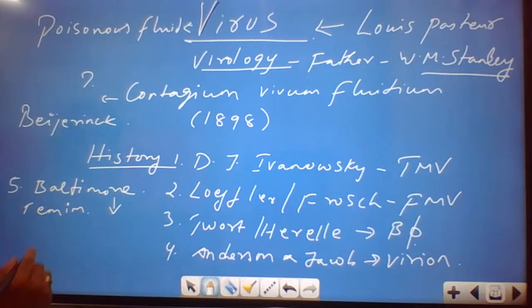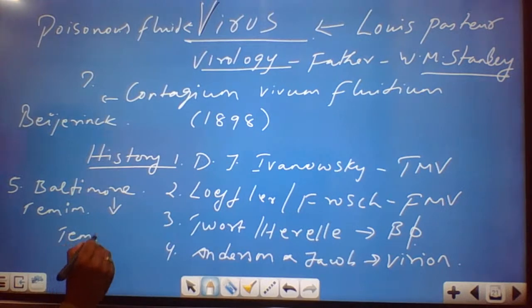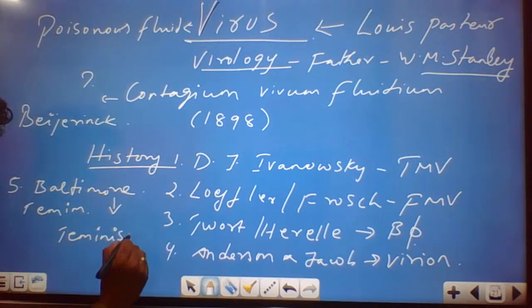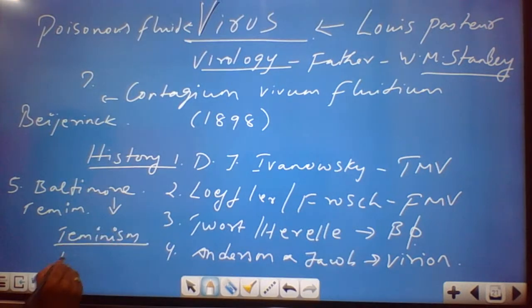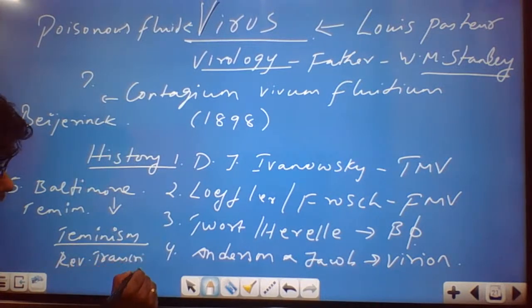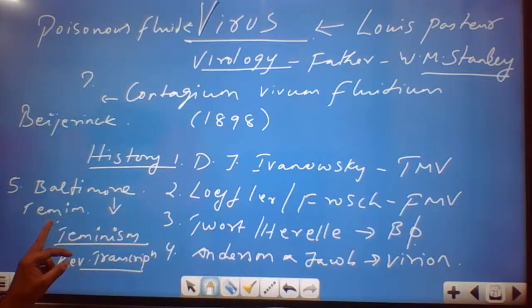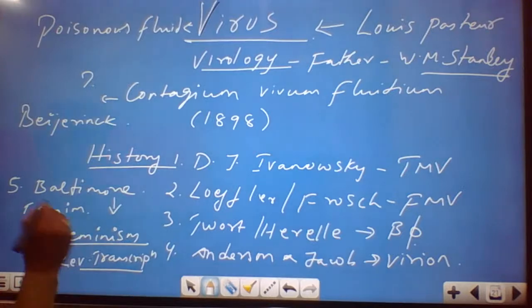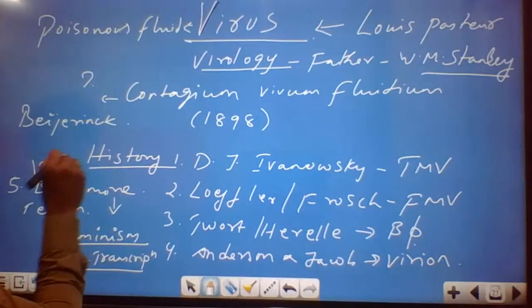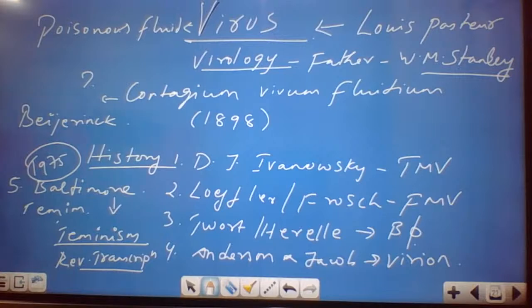Teminism, where they first found reverse transcriptase. The reverse transcription mechanism was proposed by Baltimore and Temin. They identified the reverse transcription, and these two guys received the Nobel Prize for this invention in the year 1975.